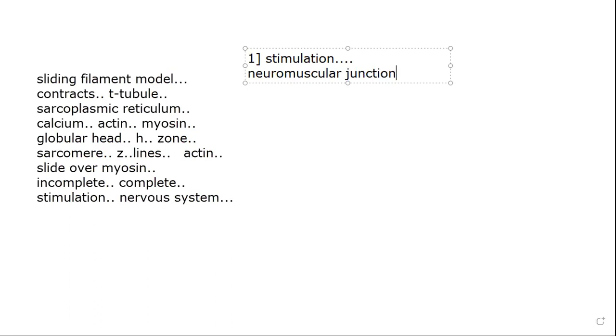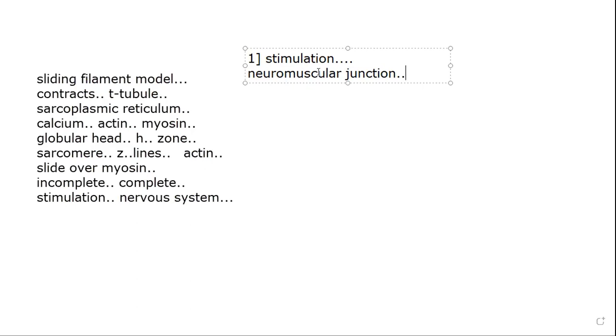The neuromuscular junction, as we can see from the name, is a point where the nervous system and the muscles join with each other, and the neurons are going to shift the message to the muscular system.